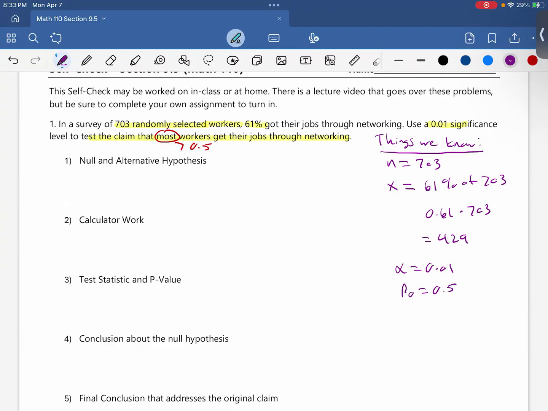Okay, let's go ahead and construct our hypotheses, null and alternative. The question says test the claim that most workers get their jobs through networking, so that means my alternative is going to be my claim. So p is greater than 0.5, and p is less than or equal to 0.5. And you want to state what your claim is.